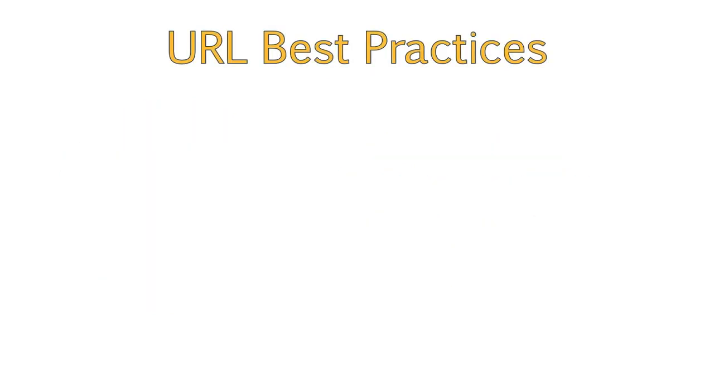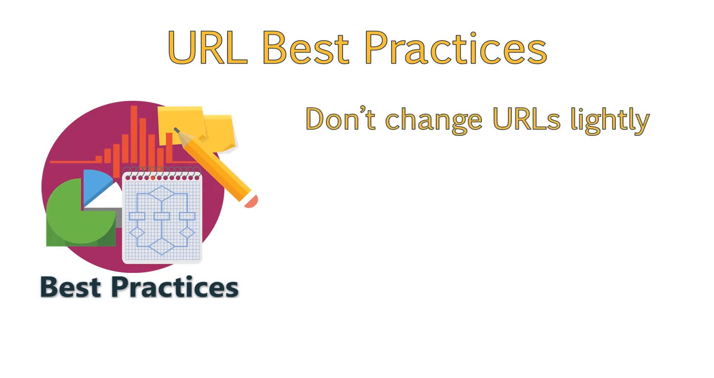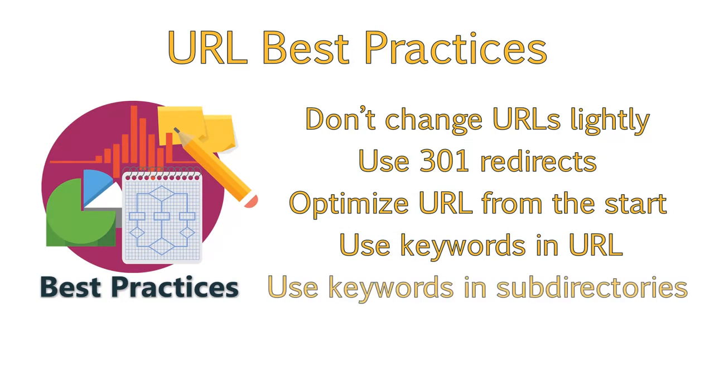Let's review some of the best practices for URLs. Don't change URLs for the sake of changing them. If you do have to change a URL, always redirect that to a new page using a permanent 301 redirect. It's always best to optimize the URL from the start. Incorporate keywords into the URL where possible. Incorporate keywords into subdirectories where possible. Keep URLs short and succinct.